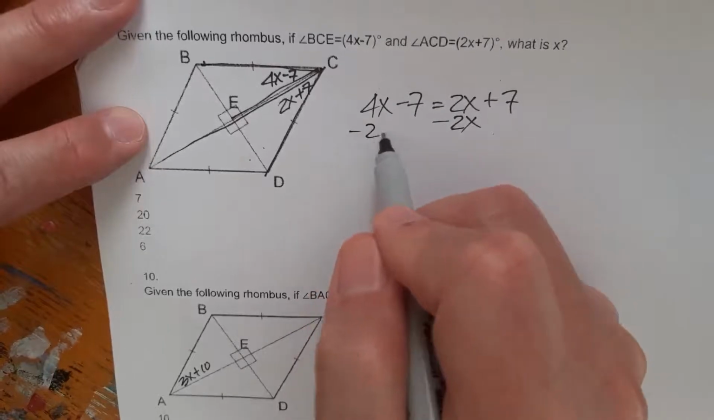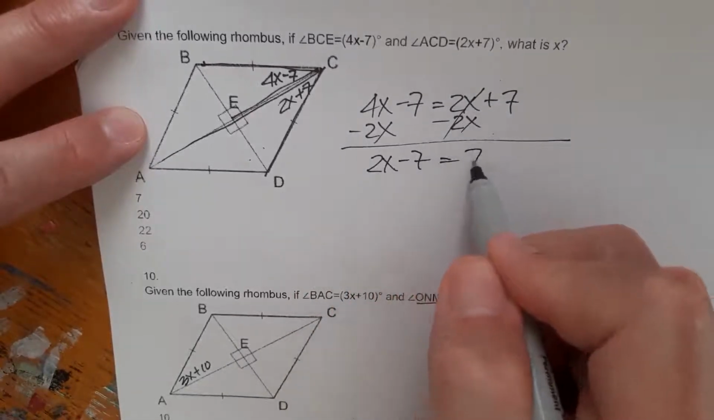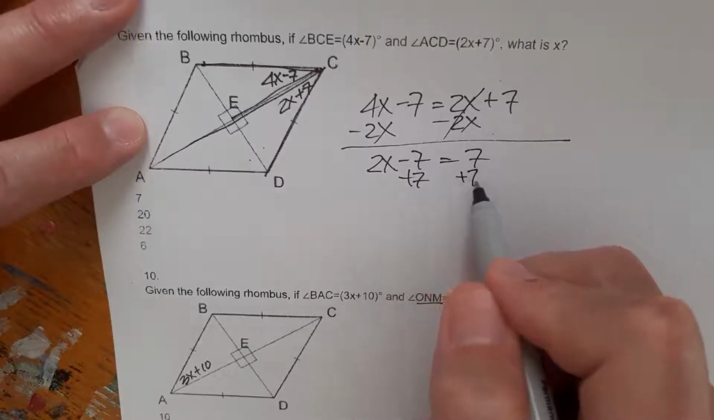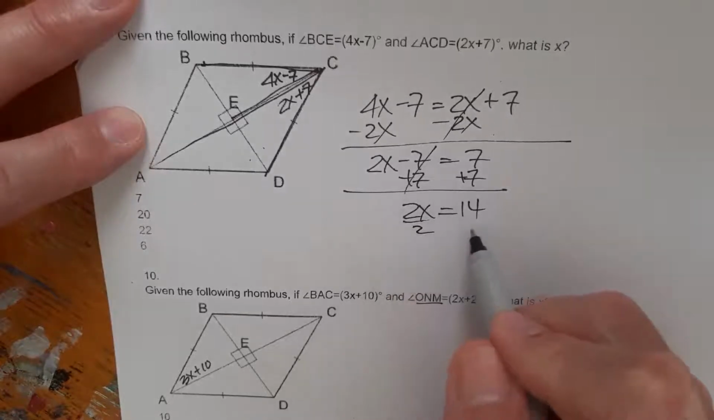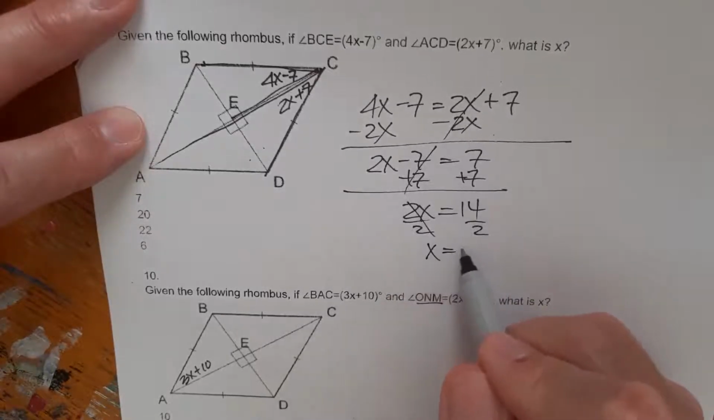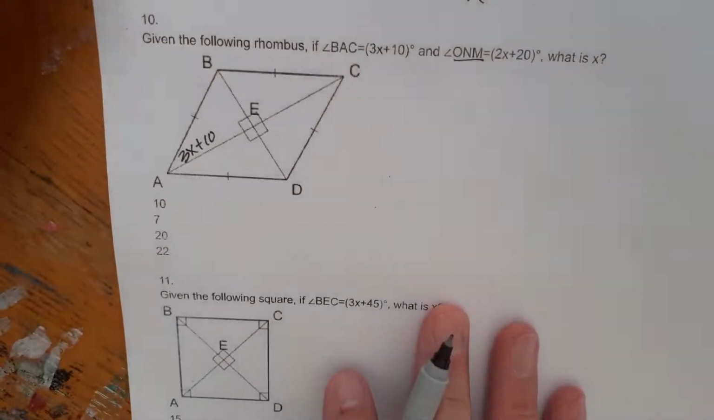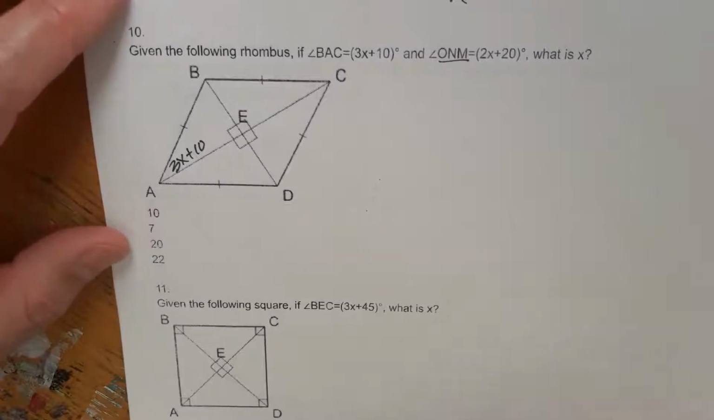Subtract the smaller number of x's from both sides, and you get 2x minus 7 equals 7. Add 7 to both sides, and 2x equals 14. Divide both sides by 2, and x equals 7. All right. This one's interesting. Let's see.